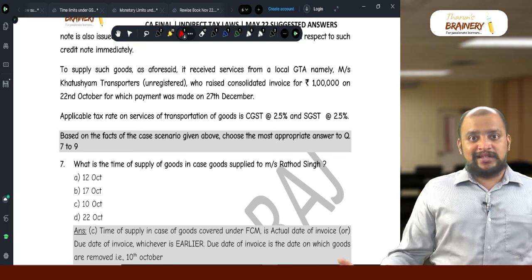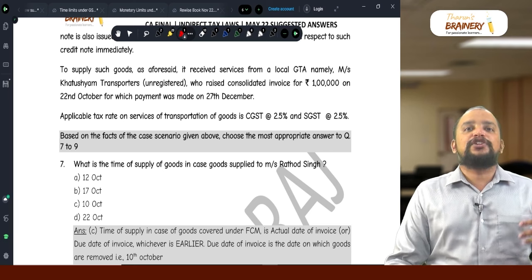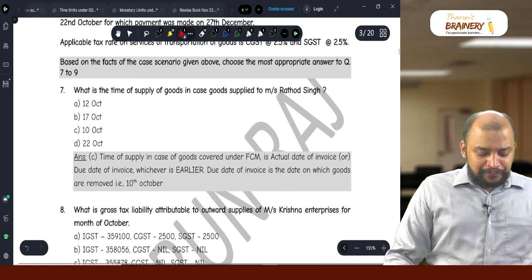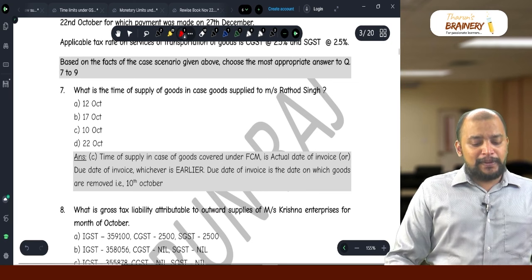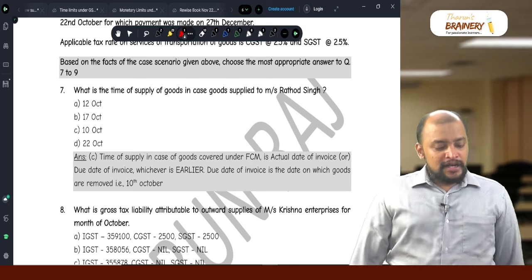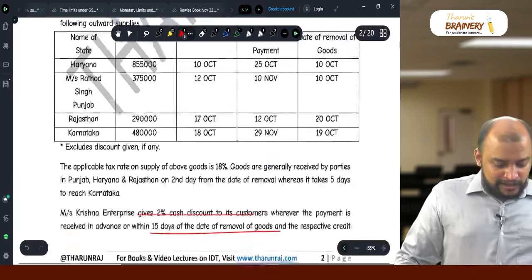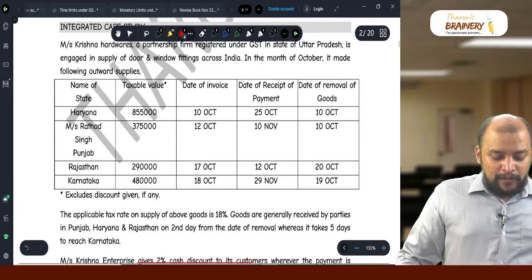So which means 5% GST. So therefore we need to pay GST under RCM. What is the time of supply of goods in case of goods supplied to Messrs. Rathod Singh? So in this case, Rathod Singh means the second one. So time of supply of goods.